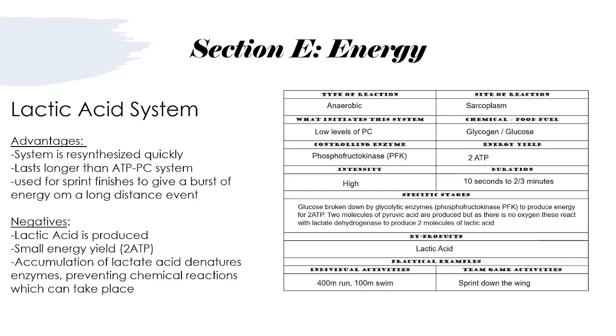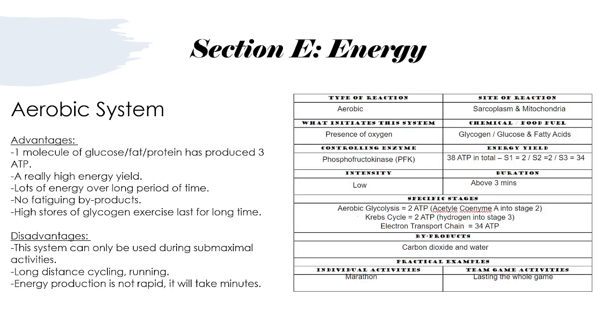This system is bad obviously because it produces lactic acid as a byproduct, but it's good for individual activities like 400 meter running and 100 meter swimming. For team activity, you've got sprinting down the road.